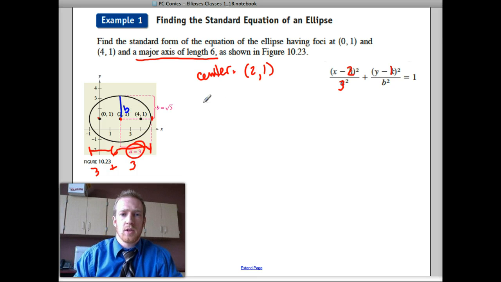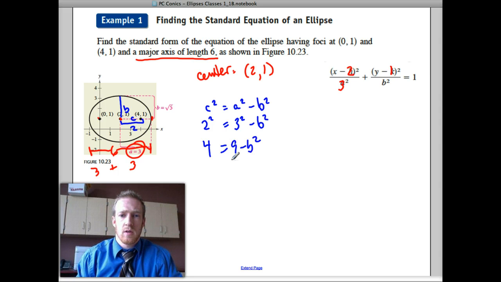We know we have the relationship c squared equals a squared minus b squared. c is this distance here, which we can compute: (2, 1) to (4, 1) is a distance of 2. So 2 squared equals 3 squared minus b squared, so 4 equals 9 minus b squared. That's 5 equals b squared. So the square root of 5 equals b.